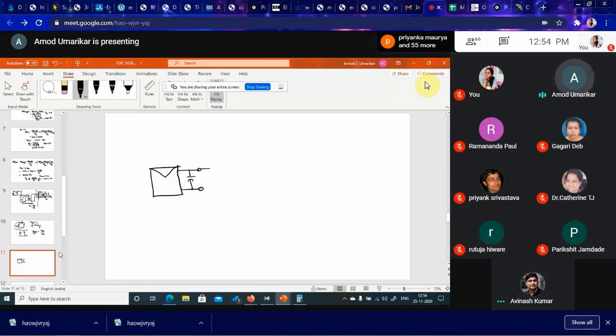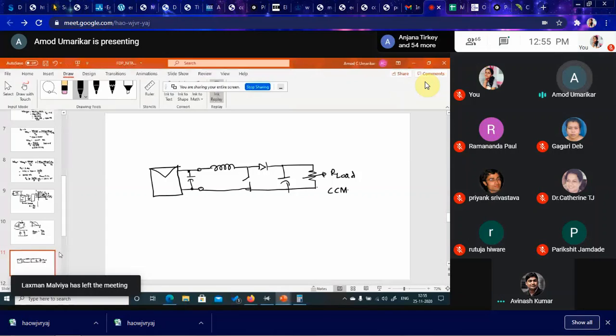This shunt capacitor will generally be there, but that is mostly to filter the noise or ripples, and it is connected to a boost converter. And this is your load, which is variable. Assuming that this load varies such that the boost converter will always be in CCM, for our convenience.